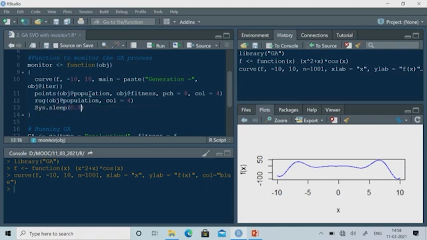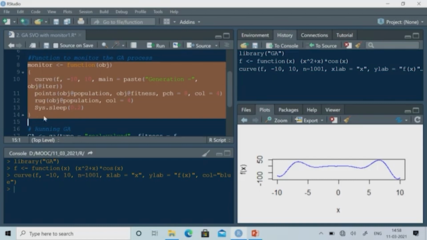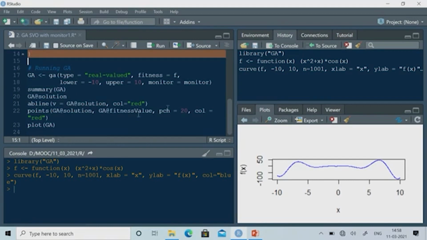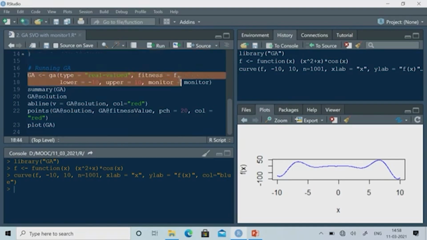So, what is happening? When you are running the GA function, this monitor function will be executed in every iteration. So, you can see that one. So, now I have written the GA function. Now what is the difference? Here I am using real-valued again, the fitness function is f, lower bound is minus 10, upper bound is 10. The only difference is that now I would like to monitor the processes.